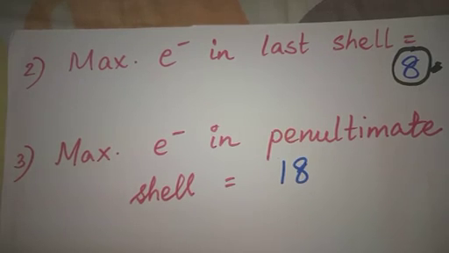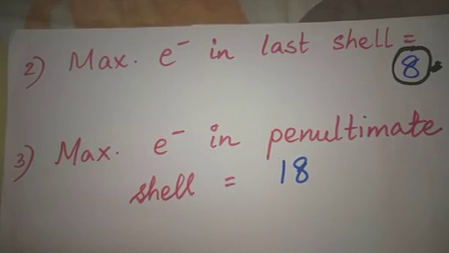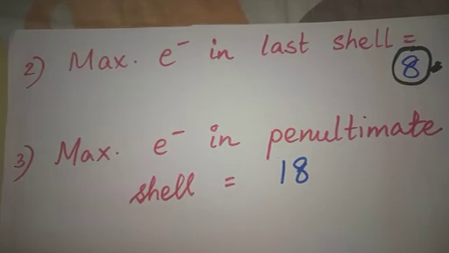Now suppose my fourth shell is the last shell. Suppose the fourth shell is my last shell or last orbit in an atom. Now according to my first rule, 2n square, in the fourth shell the maximum number of electrons is 2n square. So 2 into 4 square. 4 square is 16. So 16 into 2 is 32. You should have had 32. Maximum electrons should be 32 in the fourth shell.